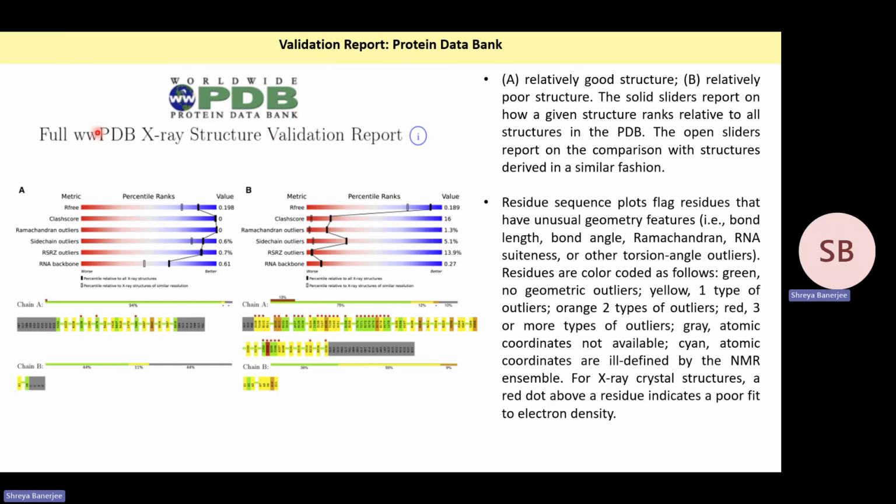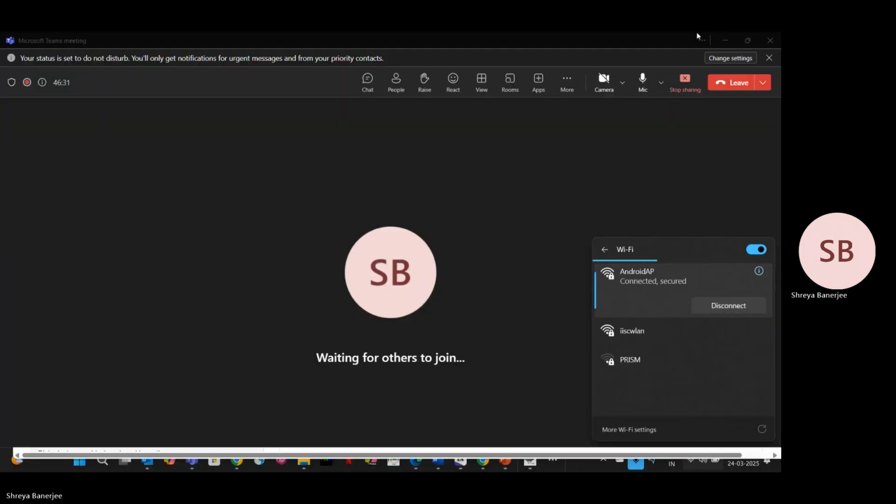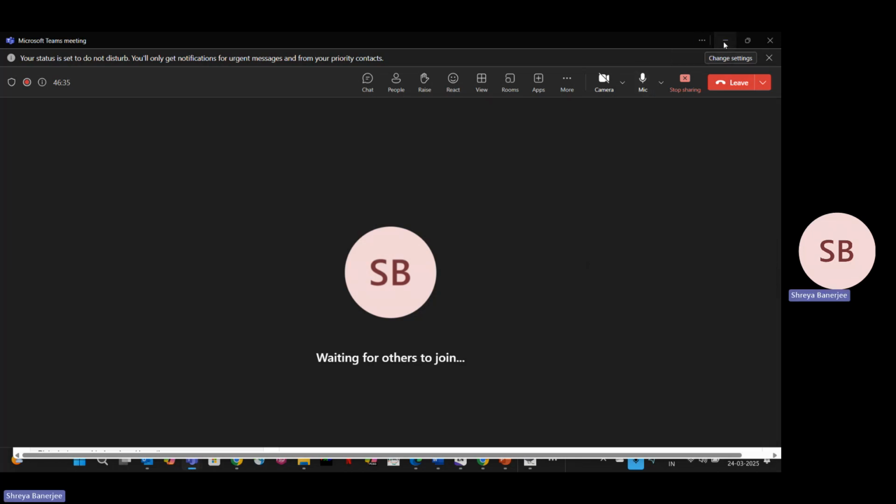So in the Protein Data Bank, with each structure... Right, so somehow I got disconnected, I guess. Right. So as I was saying, with each PDB structure, just one second.